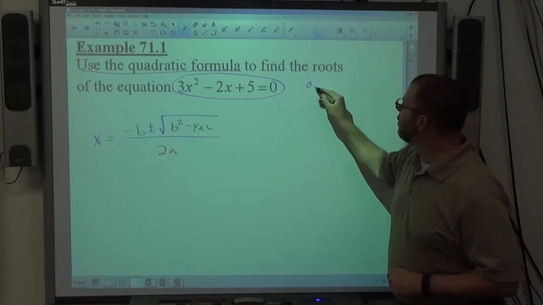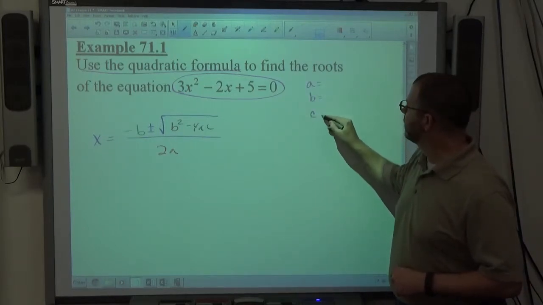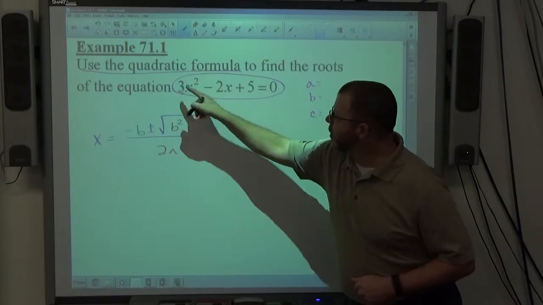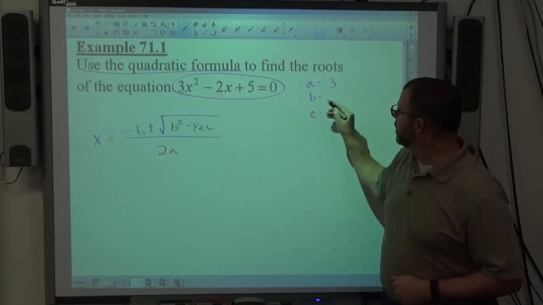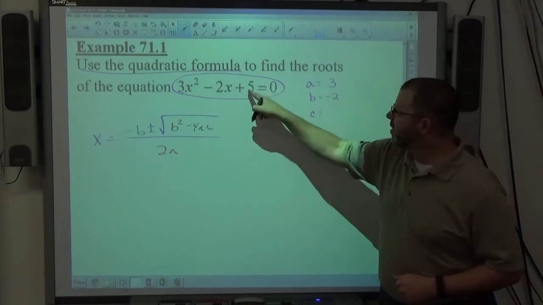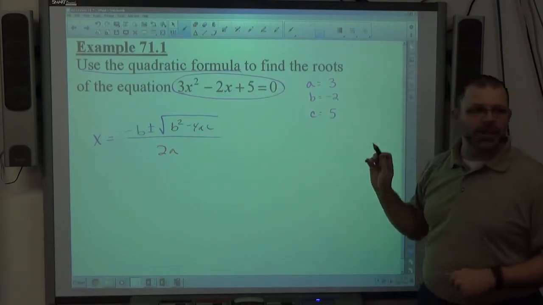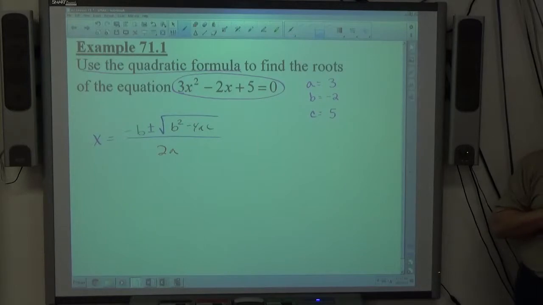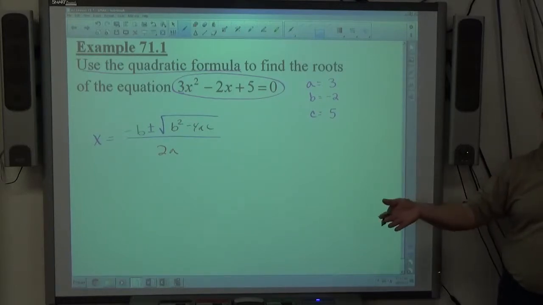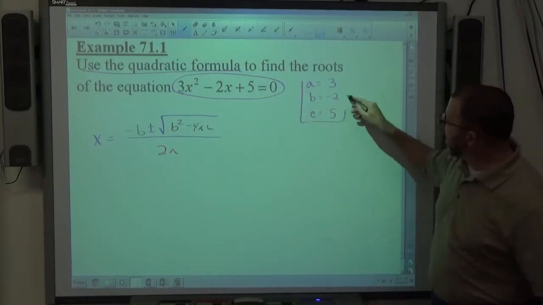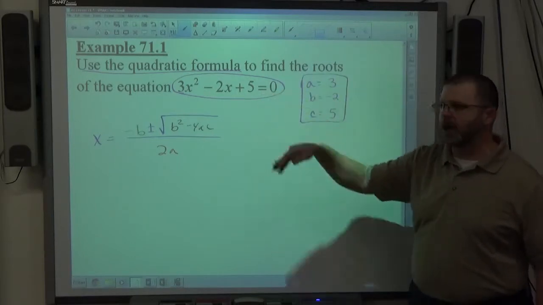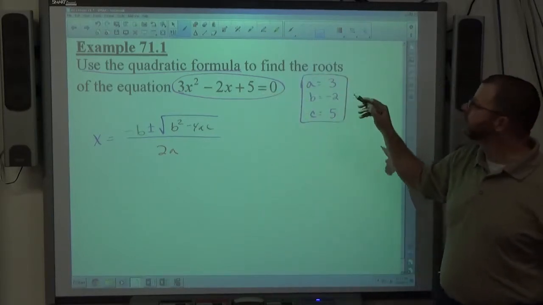I need to identify a, b, and c. A is whatever's in front of x squared, which is positive 3. B is whatever's in front of x, which is negative 2. And c is the constant, which is positive 5. Signs are important if you use the quadratic formula. Positive or negative signs, and again, plus means positive, minus means negative for the sake of signs. All right? Once you've established these 3 facts about this equation, I don't even care about the equation anymore. That's what I needed to know.